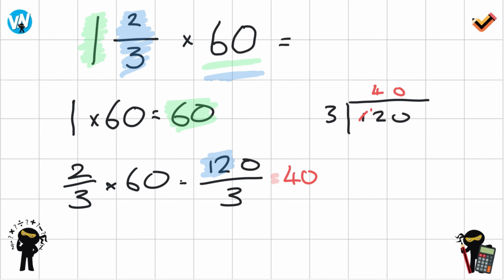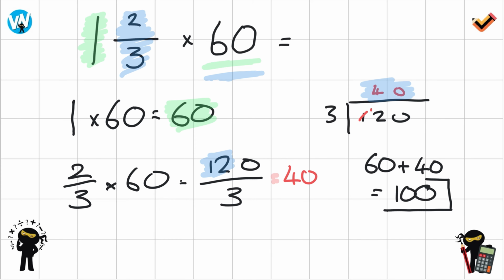And then the key bit is we've got 40. The key bit is to make sure that we add this part of the fraction to this part of it. So this part of the question, we got 60. This part of the question, we got 40. So we need to add 60 and 40 together, because we've taken them apart. So 60 add 40 is obviously 100. So this 100 is the answer, and that is what would be written in our blue box.